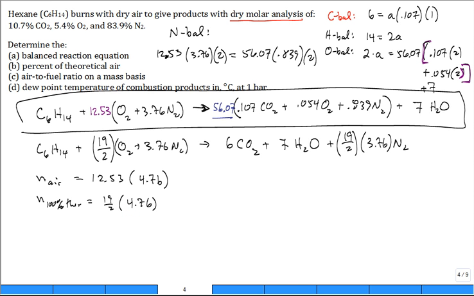So if you take that ratio, the percent theoretical error, there's no nice symbol for that, so I just write it out. Percent theoretical error is equal to the ratio of 12.53 divided by 19 over 2. You see that? So how much air actually was used versus if it would have been 100% theoretical, which was 19 over 2. Oh, you could put the 4.76 on both sides.